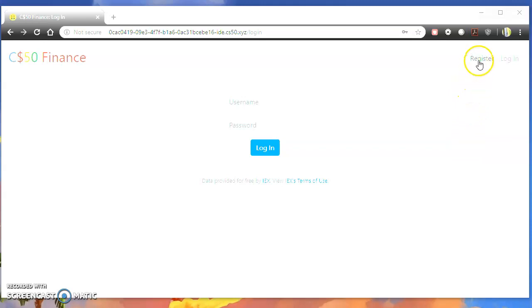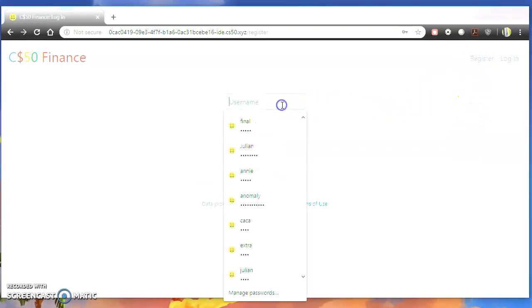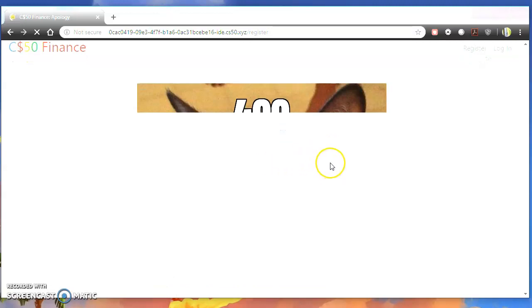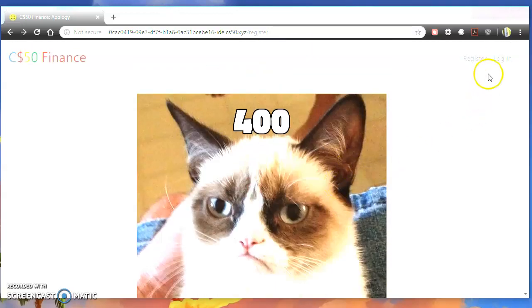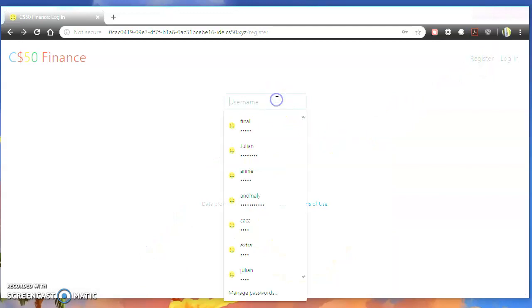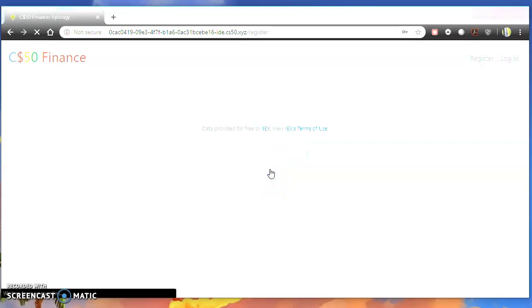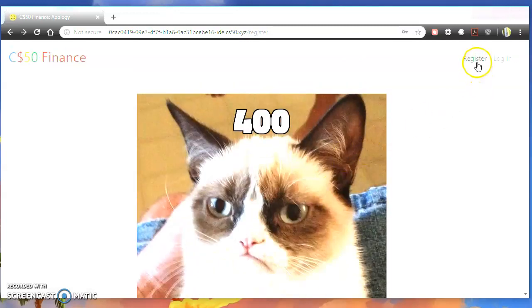So let's start with the register function. Let's try and put something, or let's not put anything, and see what happens. As expected, it doesn't let us create a username. So let's try creating a username that already exists. There you go, username already taken.